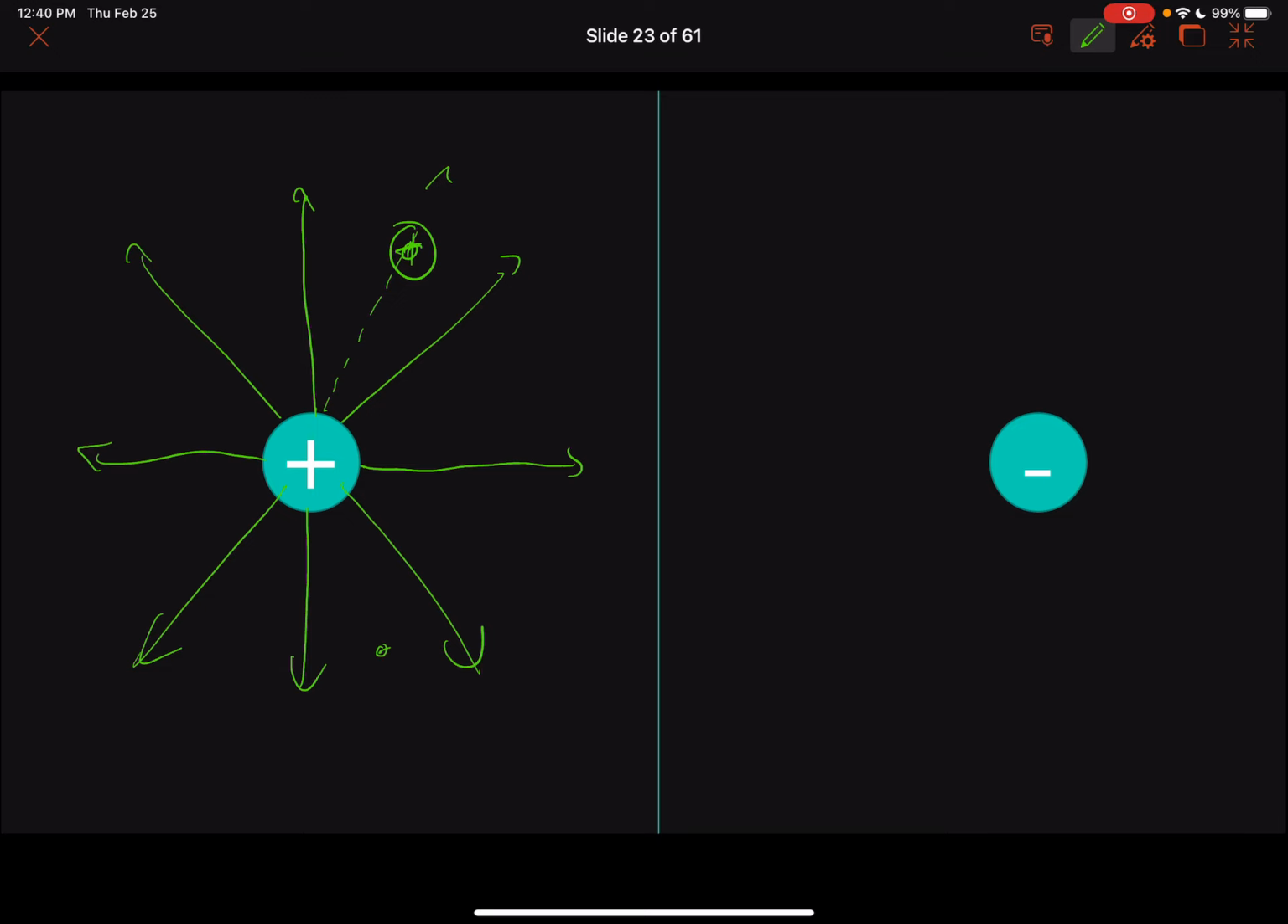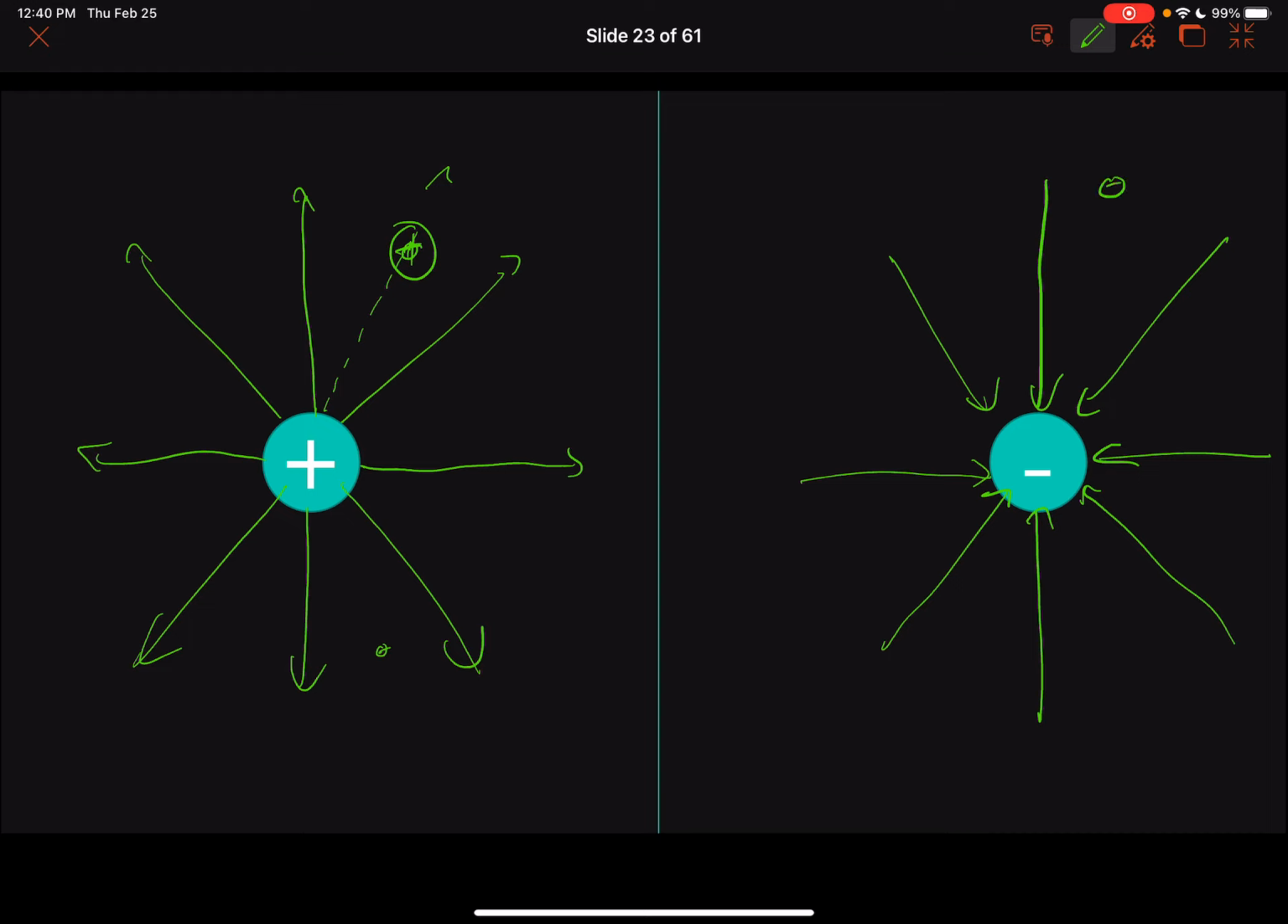Over here, since it's a negative charge, it's going to look the exact same, but the arrows are going to go into our negative charge, because a positive charge would be attracted to our negative charge. And from the sketch, we can see if we had a positive charge here, it would probably follow a path like that into the negative charge.